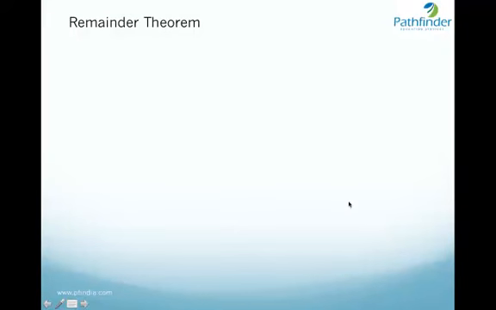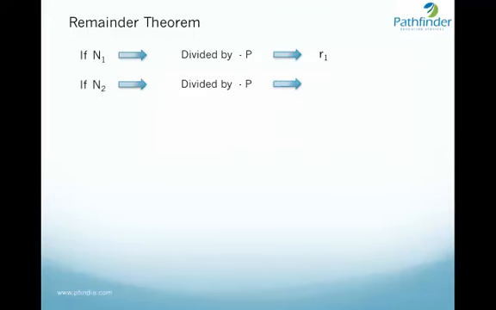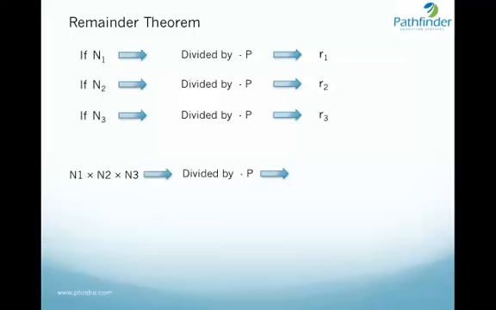So let us look at what remainder theorem is. If we have a number n1, which when divided by another number p yields a remainder of r1, and if we have another number n2, which when divided by the same number p yields a remainder of r2, and a third number n3, which when divided by p yields a remainder of r3. Then if we want to find out the remainder when n1 into n2 into n3 is divided by p, we need not multiply n1, n2 and n3.